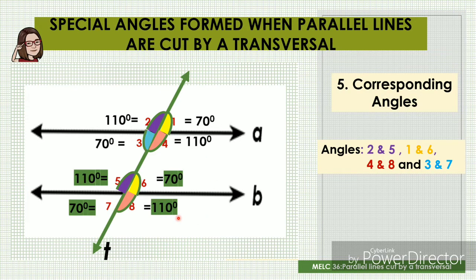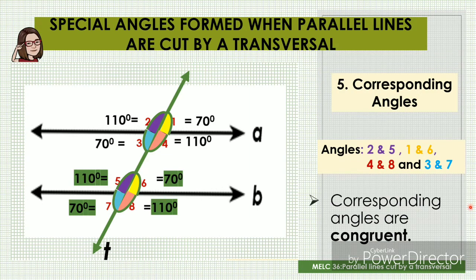And the last pair ay angles 3 and 7. Parehas ngayon silang nasa kaliwa ng transversal line. One is an interior angle, another is exterior. Parehas sila ding nasa ilalim or ibaba noong ating dalawang parallel lines. At ang measurements nila ay parehas 70 in this figure. Therefore, we say that corresponding angles are also congruent. Okay? Do you follow?